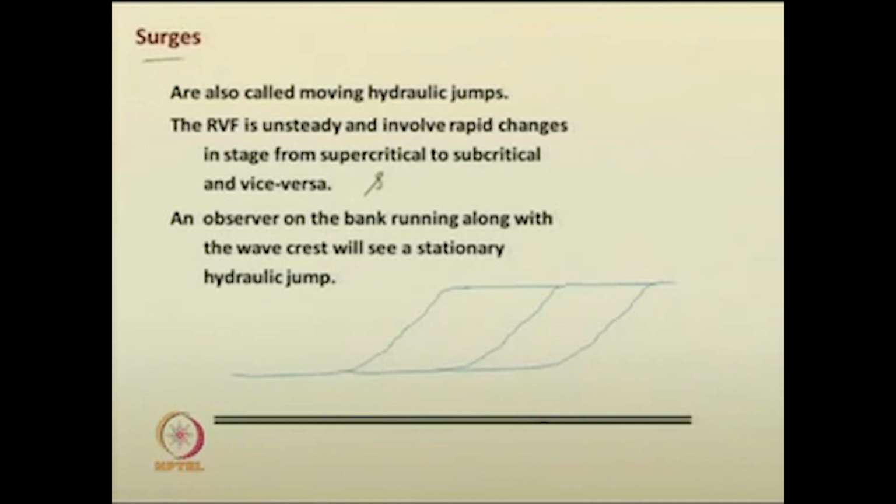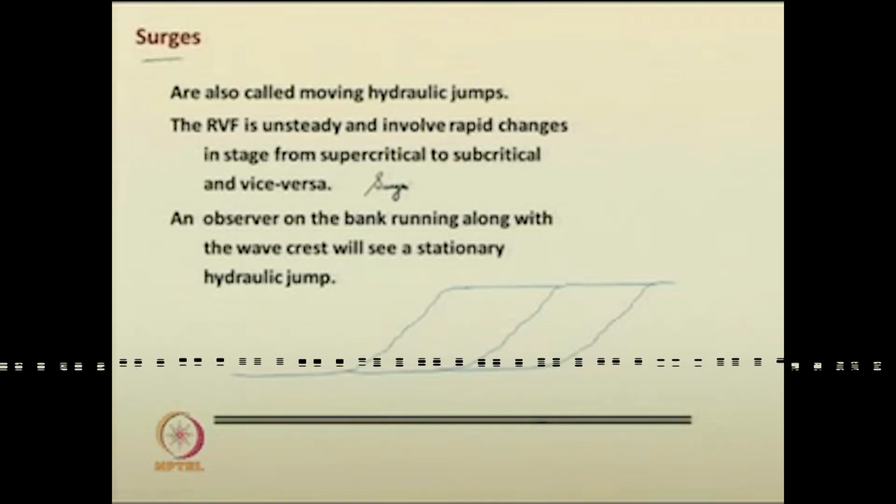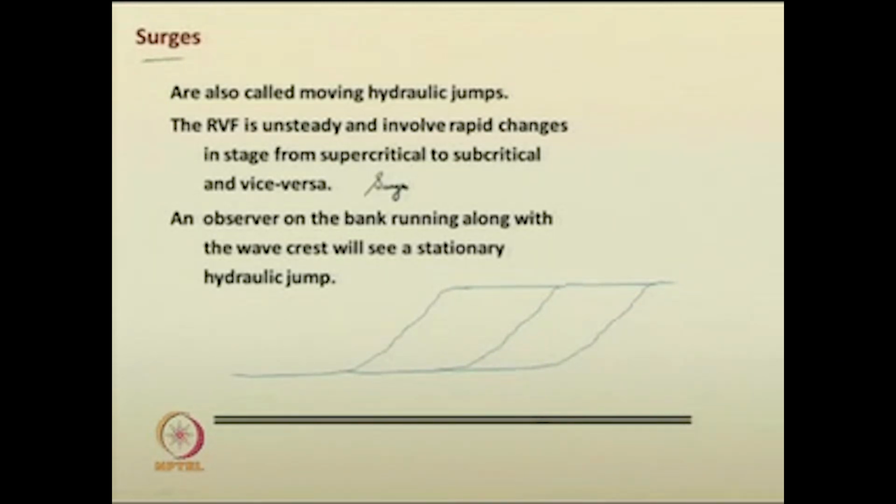Such flows, where the rapidly varied flow is unsteady and involves rapid changes in stage from supercritical to subcritical and vice versa, are usually called surges. Waves are more gradual in nature, so that we are not going to study right now.